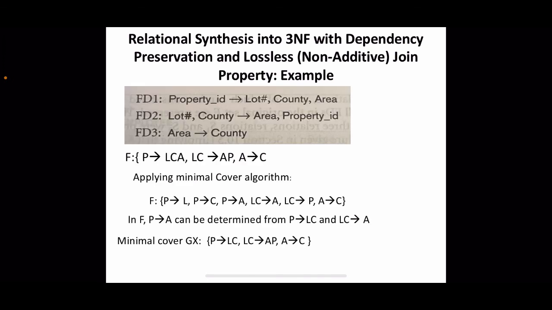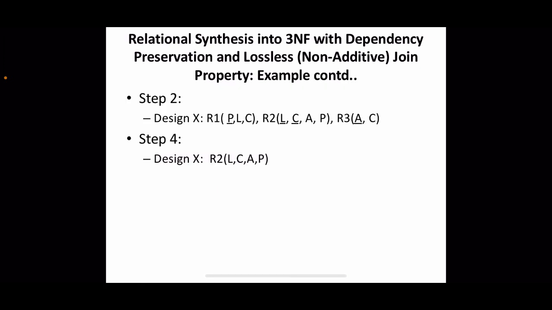And coming to the third dependency, A determines C, we create a new relation schema with two attributes A and C, in which A will be the key. So R3 will be like this. So after step 2, we got the design as 3 relation schemas R1, R2 and R3 with these attributes. In step 3, we have to check whether the key of the original relation is there in any of these relations. The key in the original relation was property ID P, and it's already there in one relation. So step 3 is not needed.